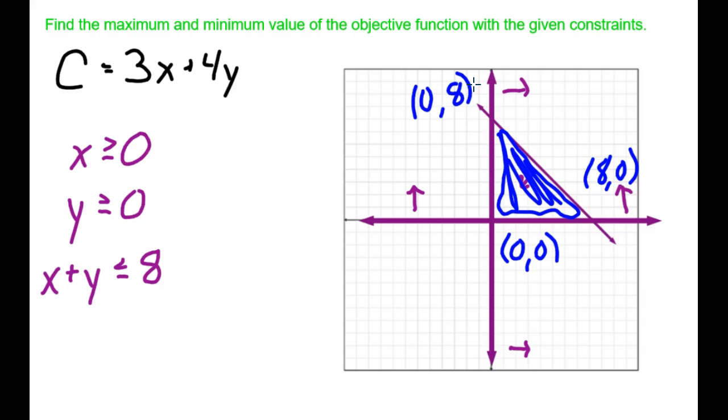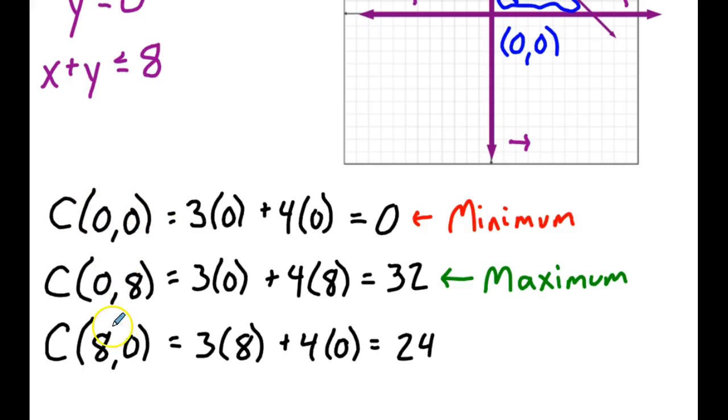The last thing we're going to do is plug each of these ordered pairs back into our objective function and see which values give us a maximum and which give us a minimum. So now I plugged each of those ordered pairs back into the objective function and simplified. When I plug in (0, 0), I get 0. When I plug in (0, 8), I get 32. And when I plug in (8, 0), I get 24. So we're looking at these corresponding values. The minimum is 0, which occurs at the ordered pair (0, 0). The maximum is 32, which occurs at the ordered pair (0, 8).